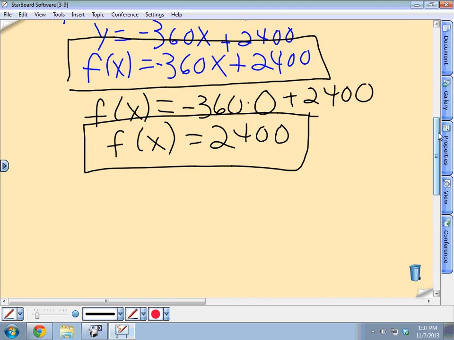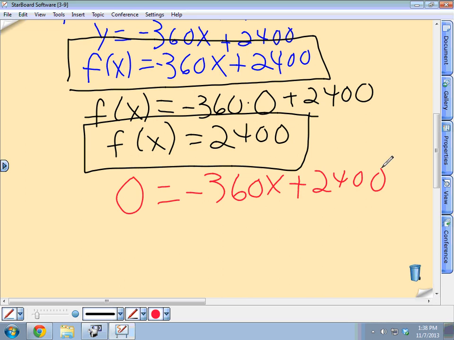All right. My x was my time. This is my number of barrels. Now it says, when will it be empty? Well, what does that mean? If my barrels are empty, what do I plug in for that? 0, right, because there's no barrels left. There's no oil left. So now I'm just going to plug 0 in and say 0 equals minus 360x plus 2,400, and solve for my x.